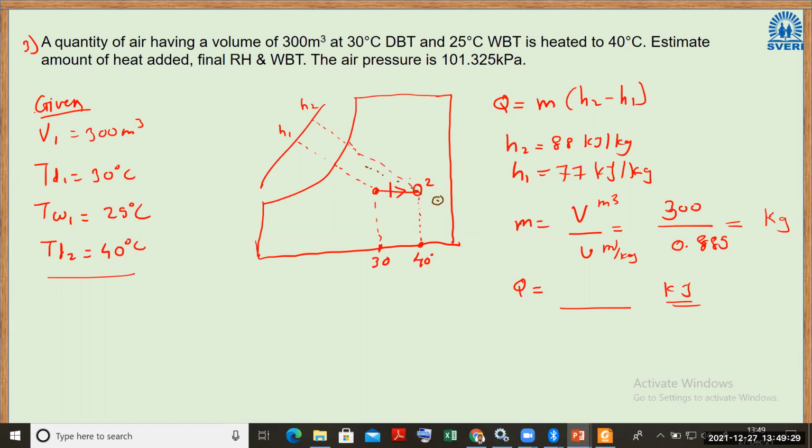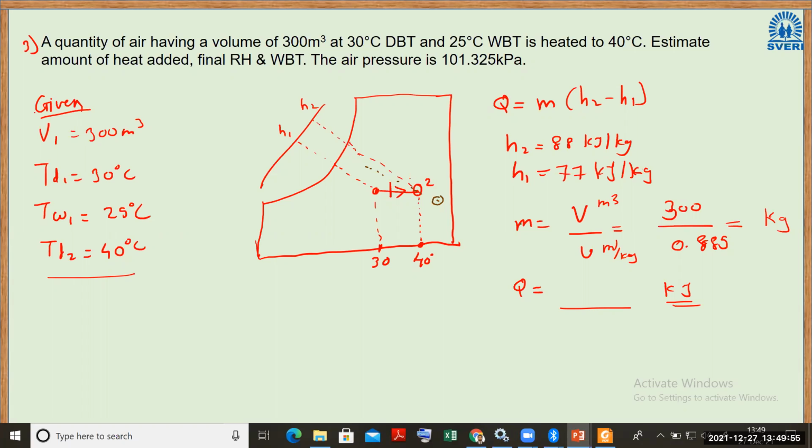So the more you practice, the more proficiency you will have in this. To calculate the heat added, right? So this is the time when you will learn about a psychrometric chart.